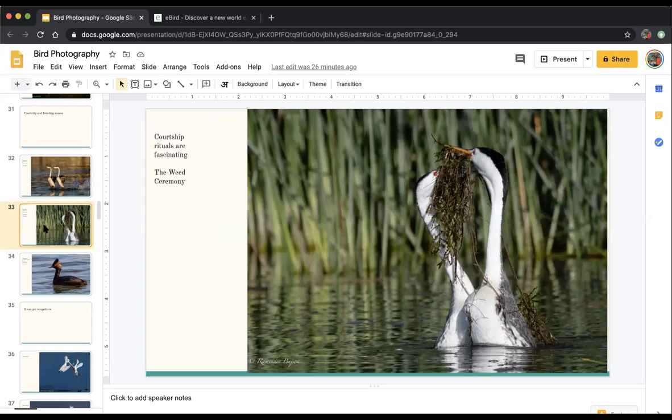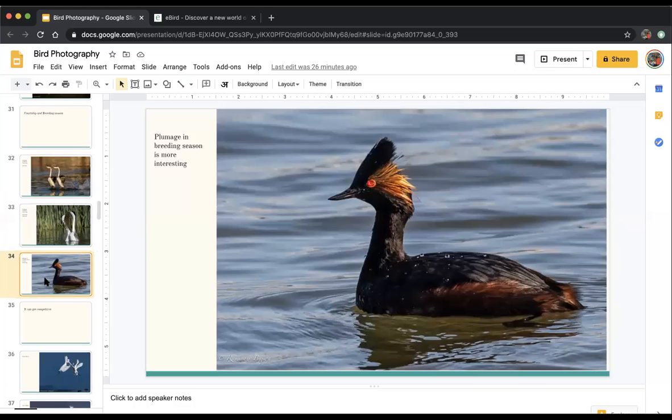Another aspect of the breeding season is that the plumage and the colors and the feathers that they put on during that time is outstanding. It's just amazing. So I've just given an example. During the rest of the year, this bird is a gray and white, very nondescript bird. But during the breeding season, it just undergoes a complete transformation. Right? So this is the eared grebe.